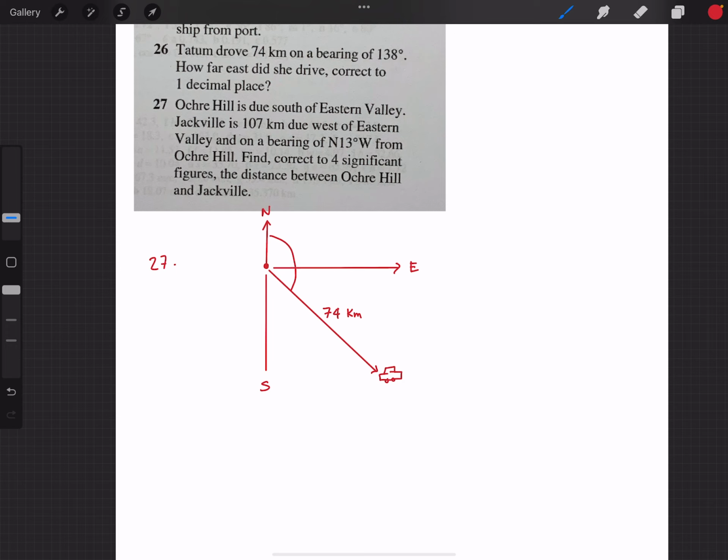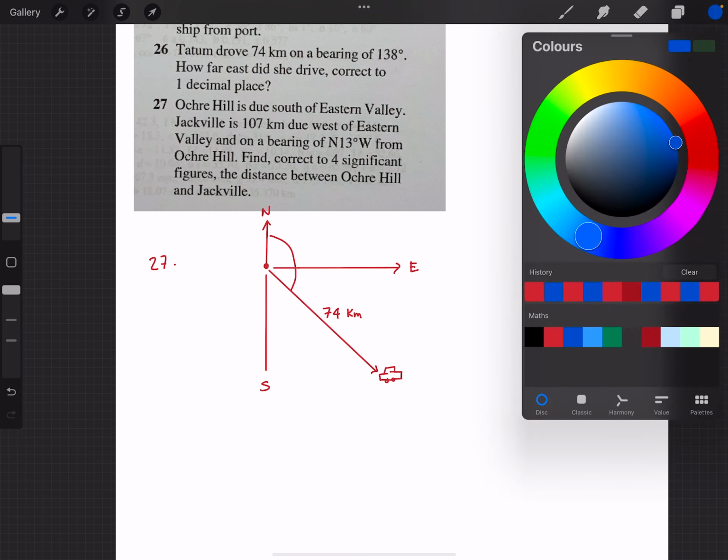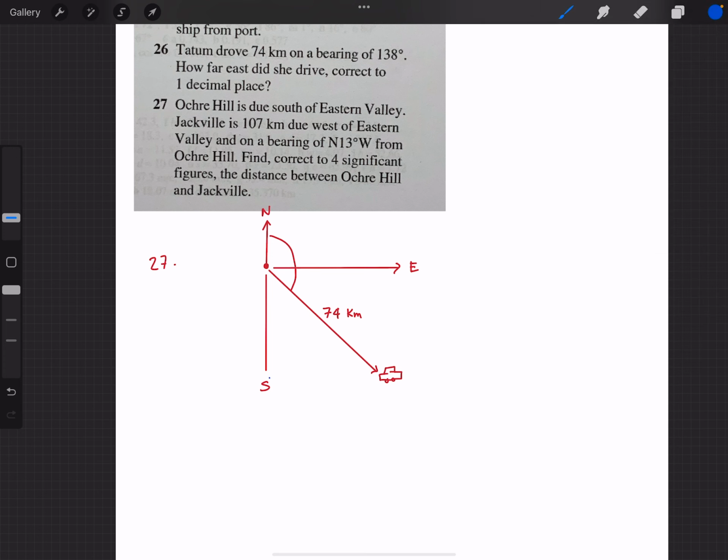Now it says how far east. So the question really here, I'll draw this in blue: how far did she travel in the east direction? How far did she go that way? That's what we're looking for. I'm going to call that X this time. Now what do we know? We have 74, we have X. Now we need some angles. This will also be 90 degrees, so imagine that's a triangle there.